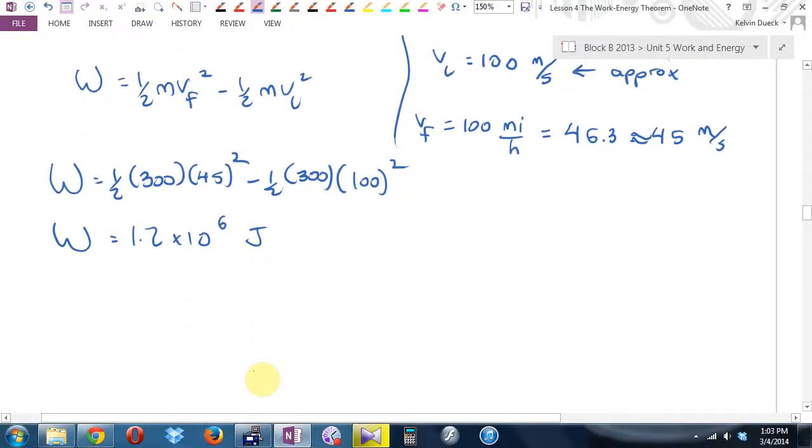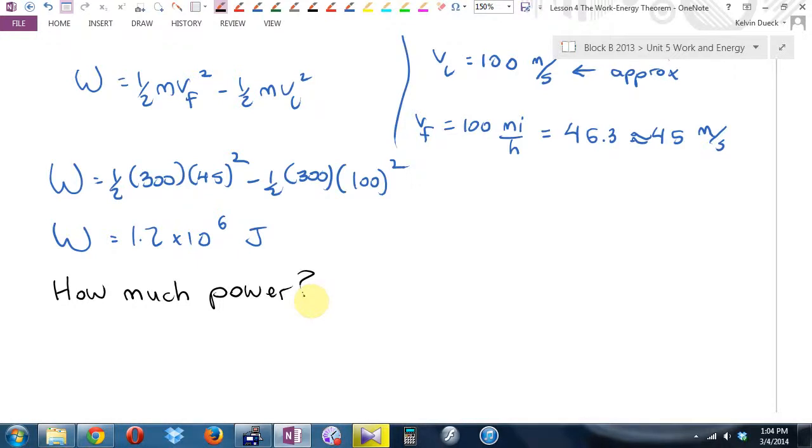Next question I'd like to answer is, how much power? What did we just find? Work. Is there an equation that has power and work in it? Oh, power is work over time. You know what? I think I can just look at the time stamp. Or anybody got a stopwatch? We can just time it. If you got your timer on your smartphone, get it out.